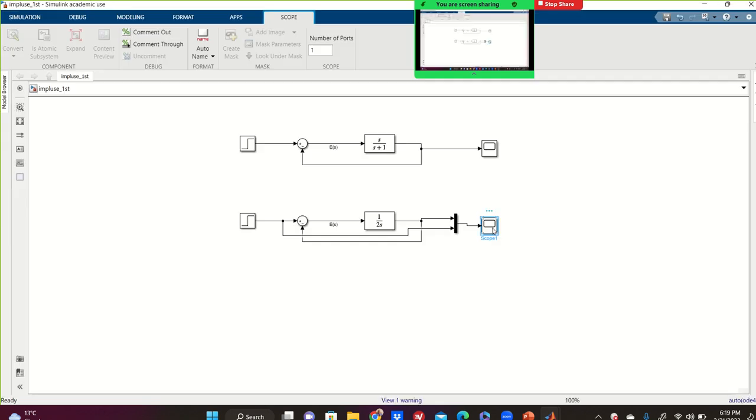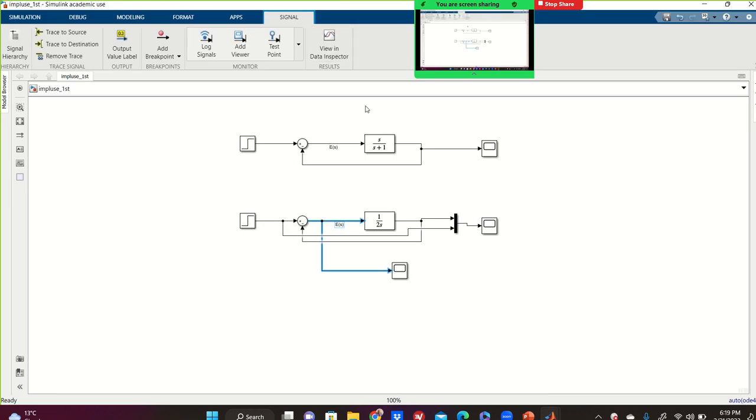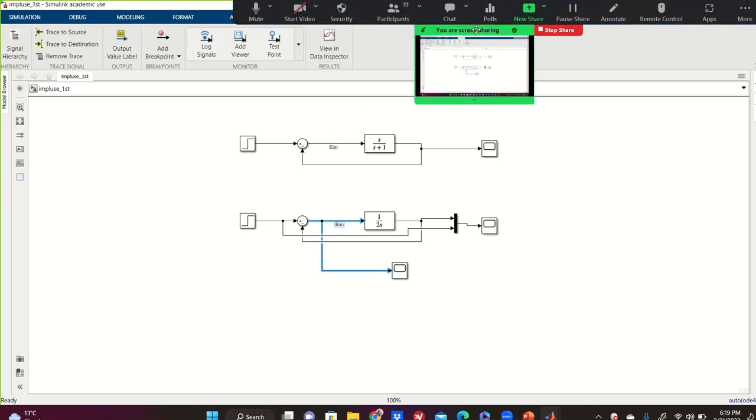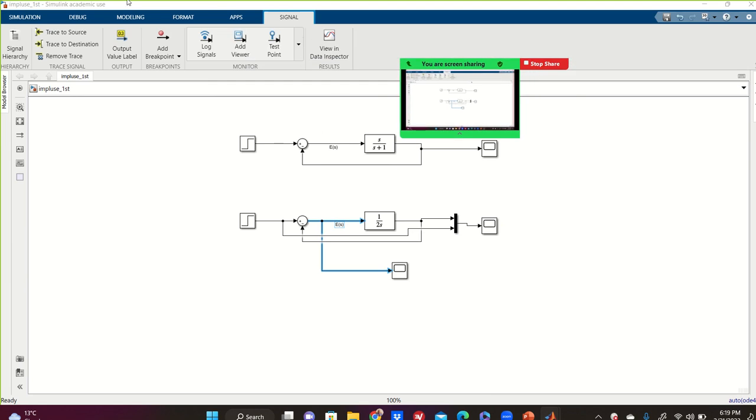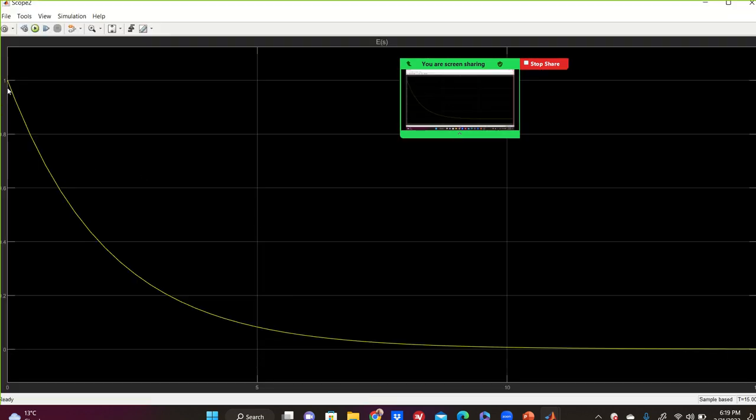Obviously, if you copy and paste and plot the error E, it goes to 0. Here we go. If I run this, E goes from 1 to 0. The error signal goes to 0. Clear, everybody?